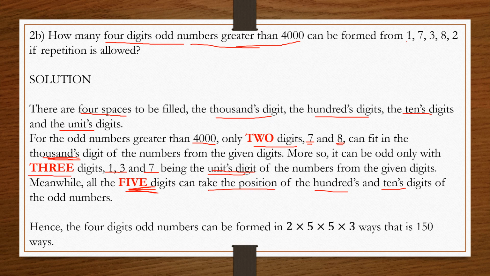And that is why I have 2 for the thousands, 5 for the hundreds, 5 for the tens, and 3 for the units. If you multiply them, you have 150 ways to form these odd numbers that are greater than 4,000. So we have 150 ways that can be formed. That is how to answer this question. Thank you.